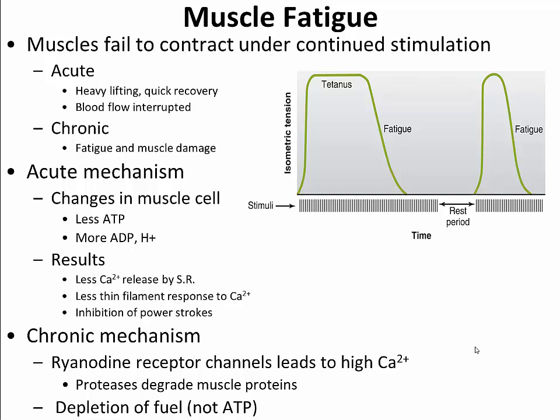Also, as would not be surprising to us, it does appear that depletion of fuel, not ATP, but depletion of fuel for oxidative phosphorylation, is a factor in creating chronic fatigue within muscle cells.